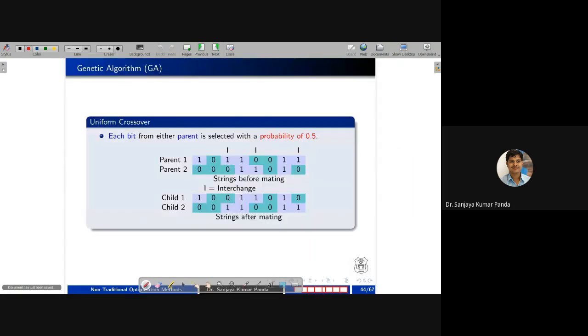Similarly, there are other crossover methods, like uniform crossover. In uniform crossover, each bit is either taken from the first parent or the second parent with a probability of 0.5. You can see here, child 1 is taking from parent 1. Once some marker is encountered, it is going to take from parent 2. Once another marker is detected, it is going to take from parent 1 again. So it takes from either parent 1 or parent 2 based upon the probability 0.5.